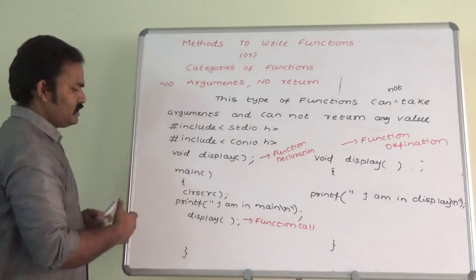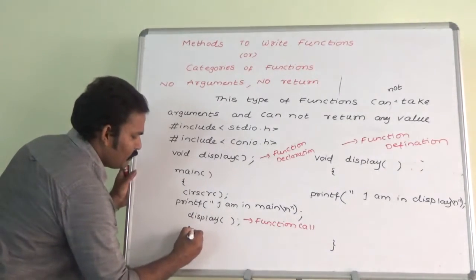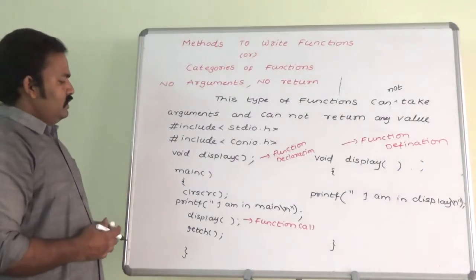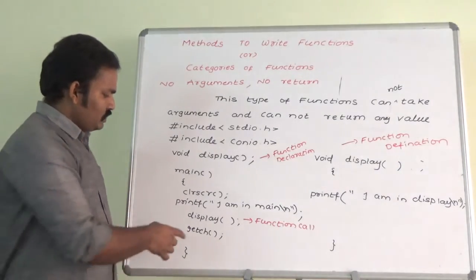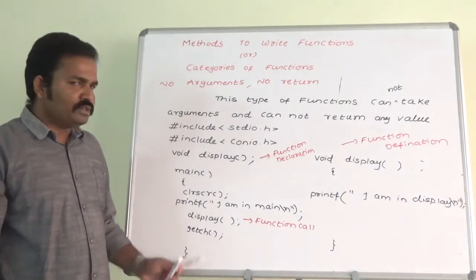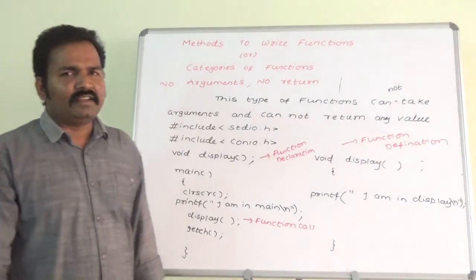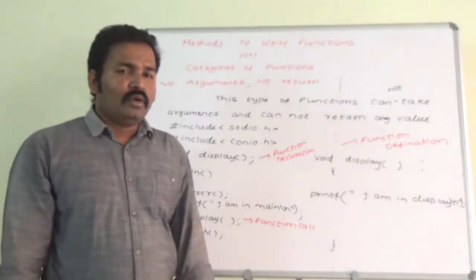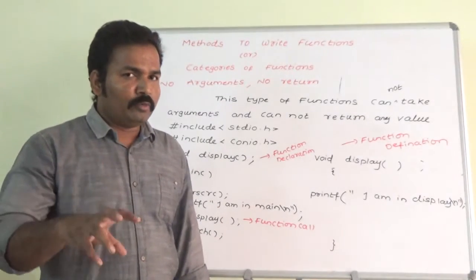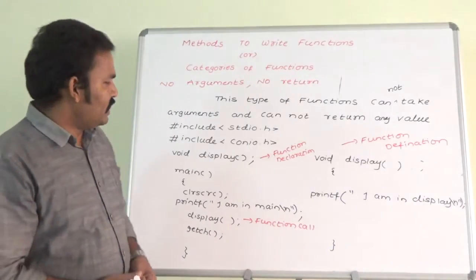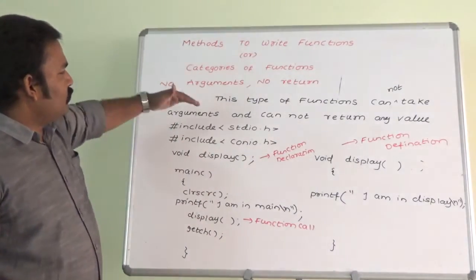Okay, right. So after calling the function, here I am writing the getch function. Clear? Getch is used to write an input statement, and it is used to read a single character from the keyboard. The getch function holds the output until the user presses any key on the keyboard. Okay, right. So this is the program.